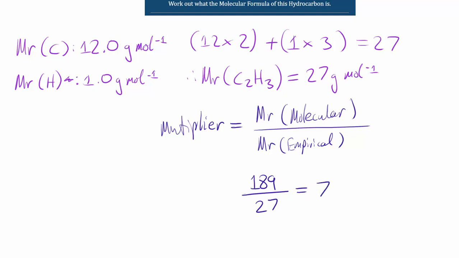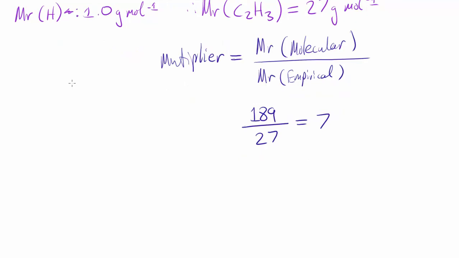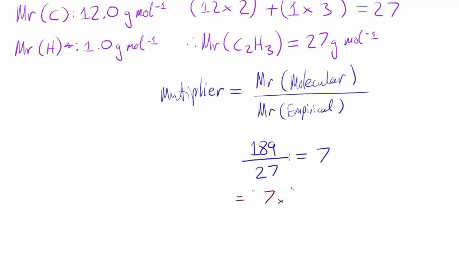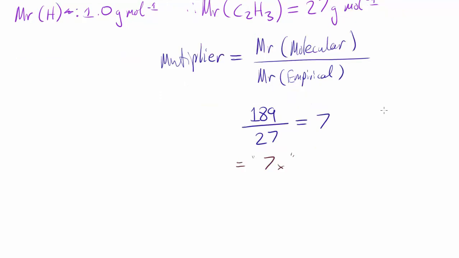Okay, so now that we know that, what we can do is use this multiplier, right? So the multiplier is 7, which effectively means 7x, multiply by 7. We can use this with our empirical formula to come up with the molecular formula.